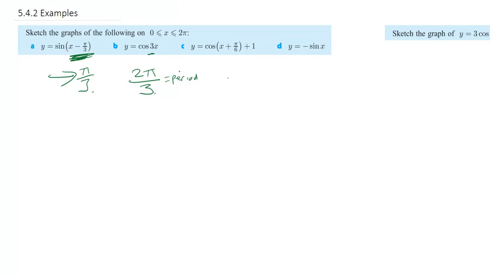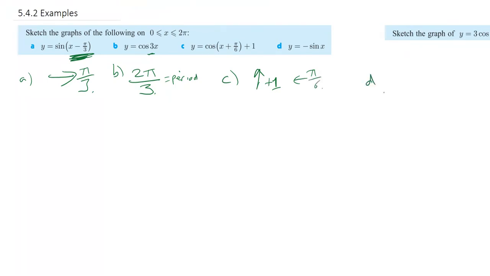Let's look at C. Two things are going to happen to the graph of C. First of all, it's going to move up 1. As well as that, we're going to move to the left by pi over 6, because that is a plus sign, so we move to the left by pi over 6.